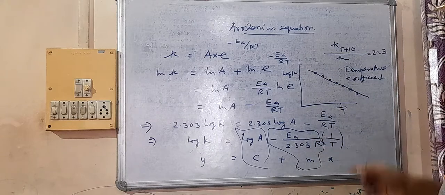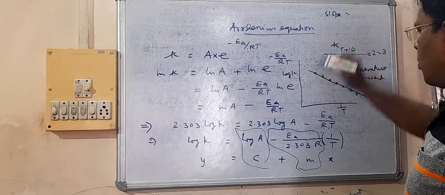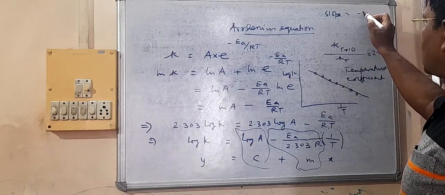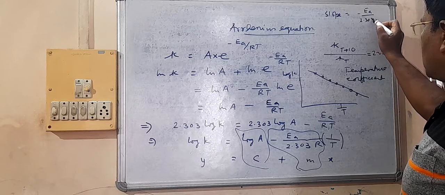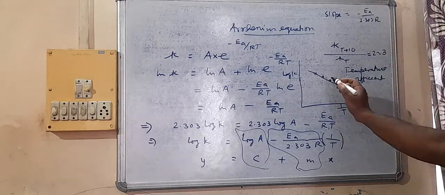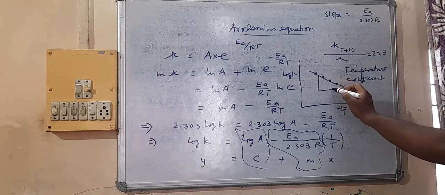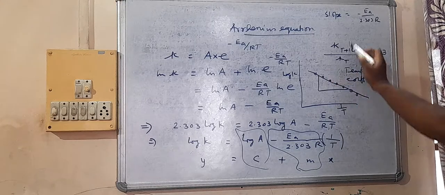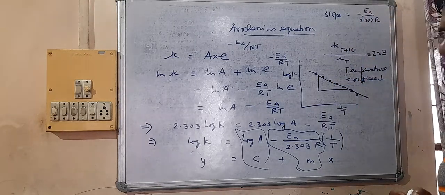energy, because we can see from here that the slope is minus EA by 2.303 R. You can easily get the slope of this line by perpendicular by base. You can get the slope, and so you get the activation energy of the reaction.